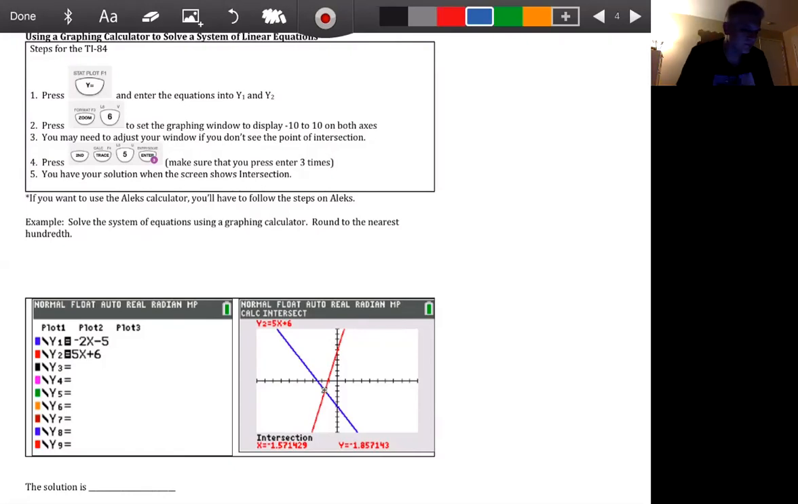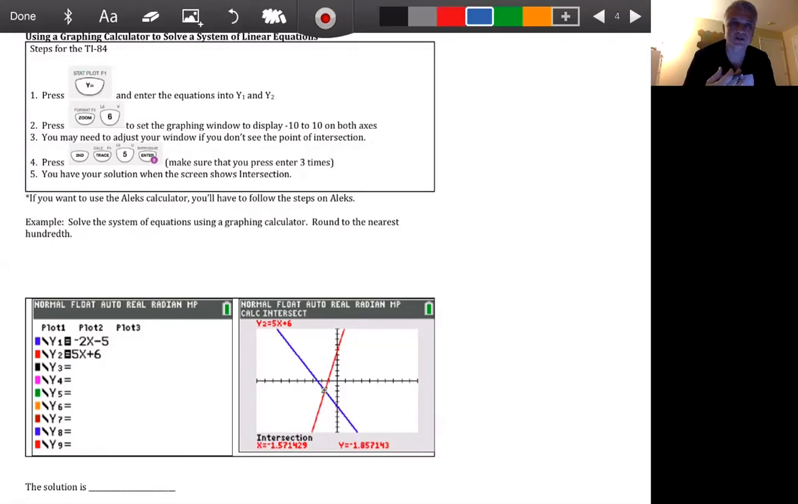Okay, so using a graphing calculator to solve the system. What did we just do? We graphed by hand and we found where they intersected. Well, we're going to do the same thing, but we're going to let the graphing calculator do it for us. First thing you're going to do is hit the y equals button. Once you hit the y equals button, you're going to type your equations into the y1 and y2 lines.